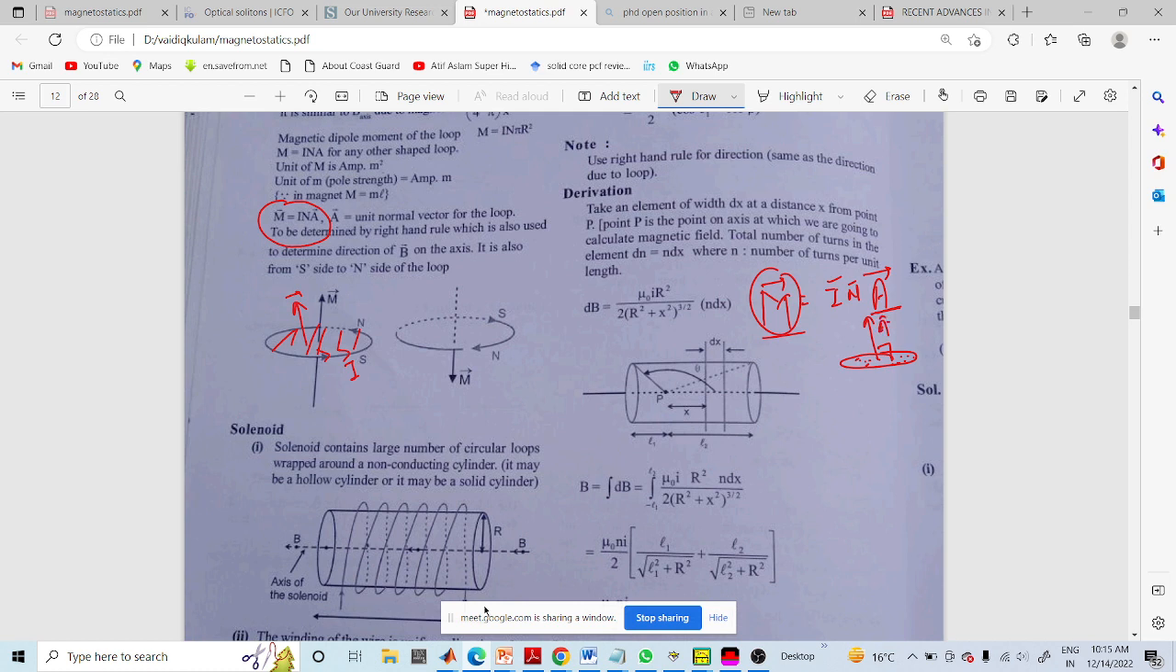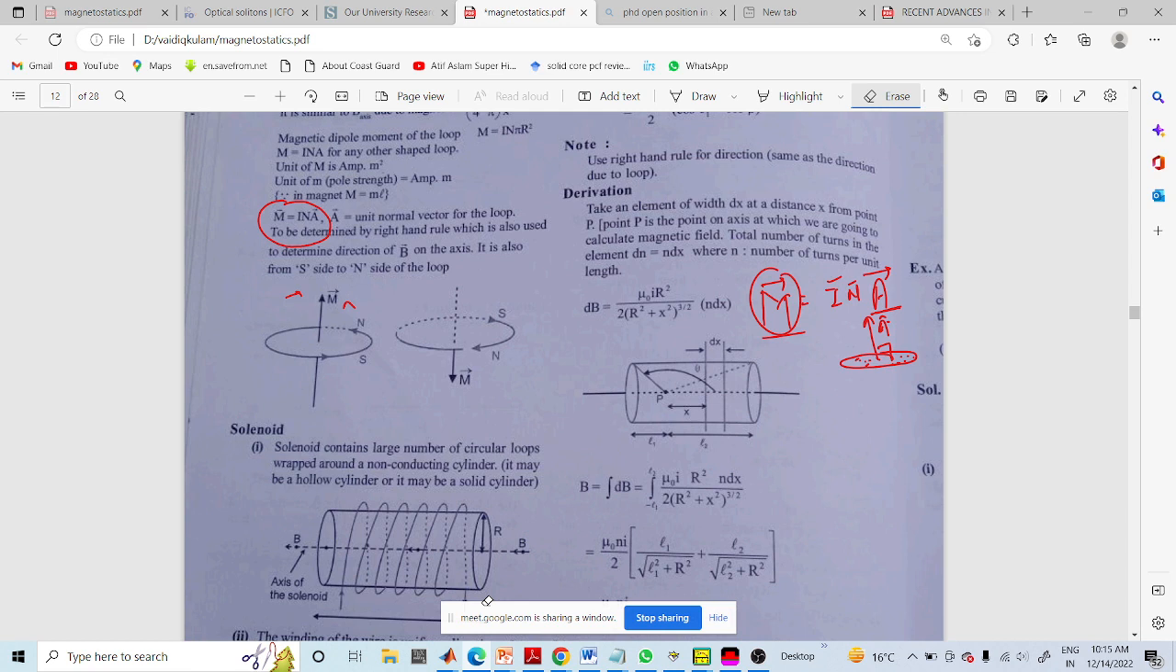So same thing is here. If we have this loop, the unit vector of area will be in this direction. So that direction will be the direction of the magnetic dipole moment. Here you can see current is flowing south to north, and here south to north in this way. Here it was anti-clockwise, and here it is clockwise. So aim is in this direction, right?